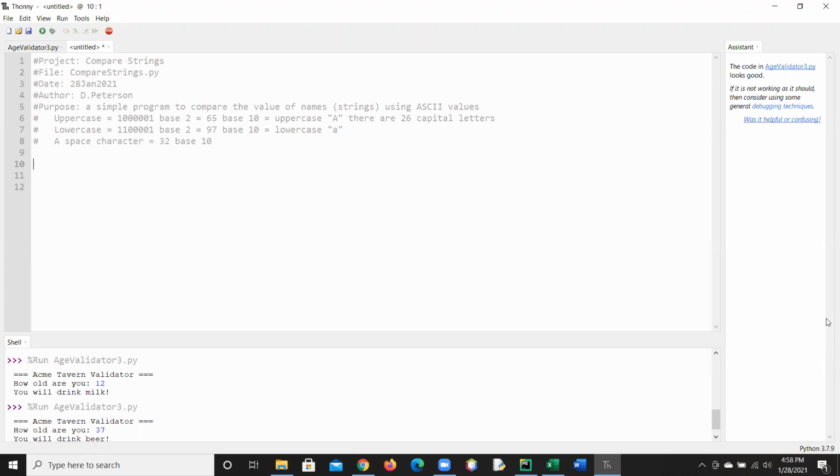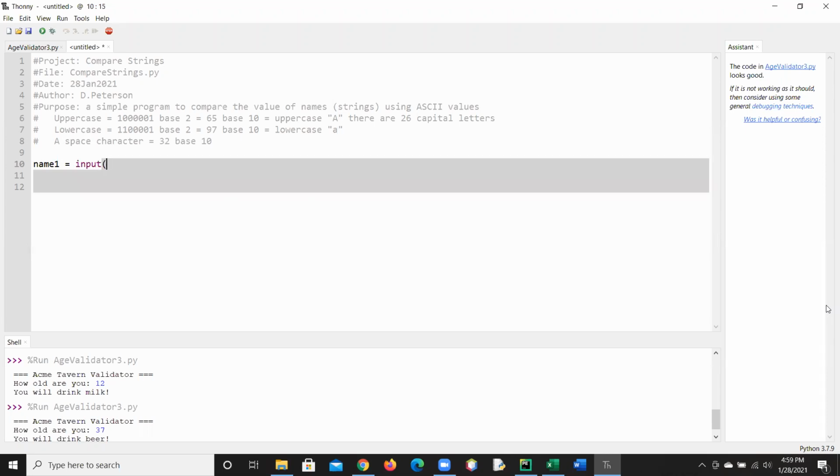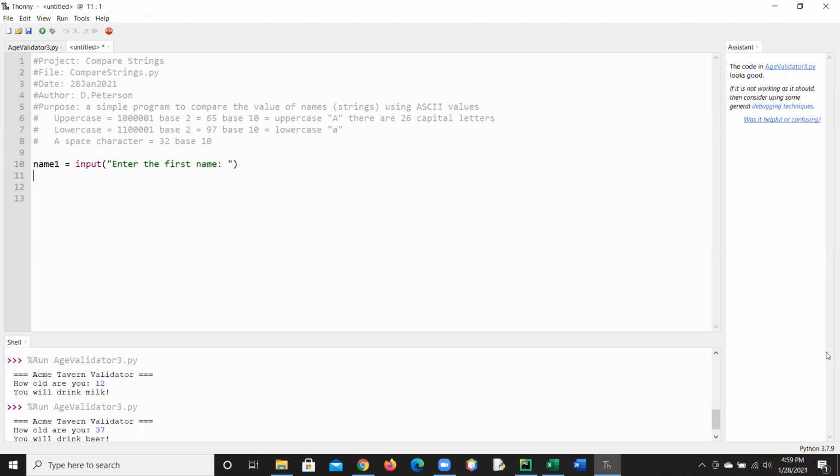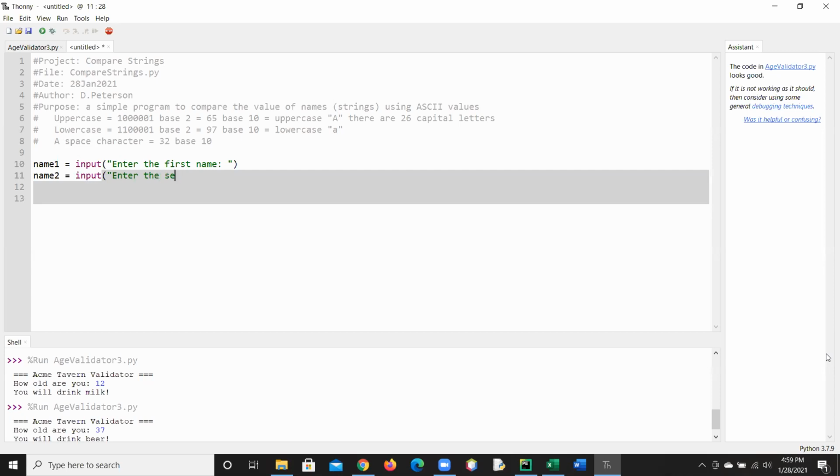So let's do it this way. Let's just do name1 is equal to input, enter the first name, and name2 is equal to input, enter the second name.